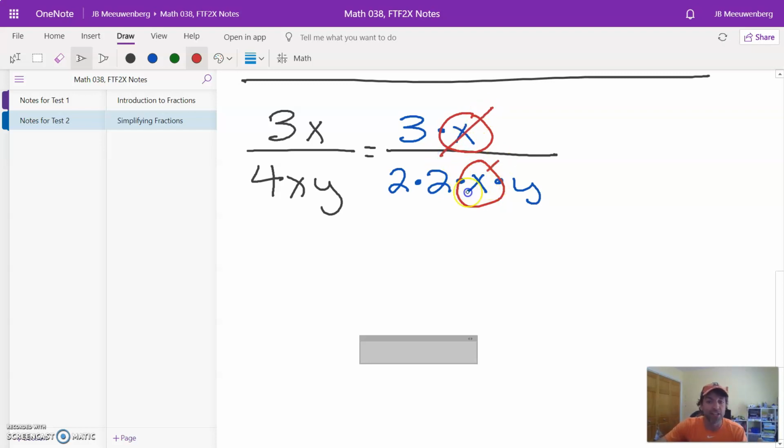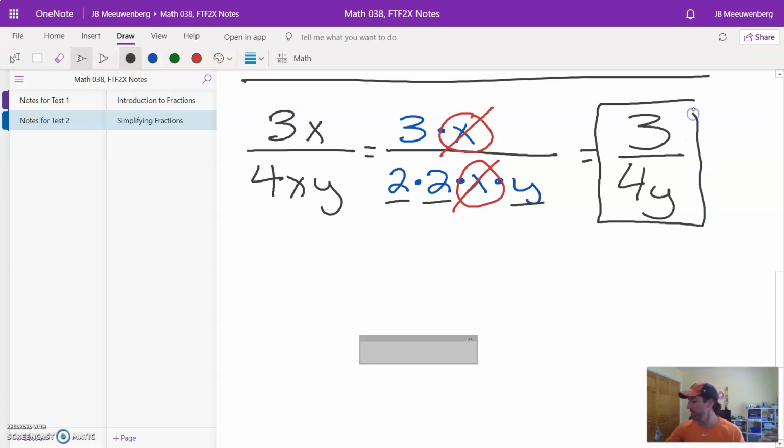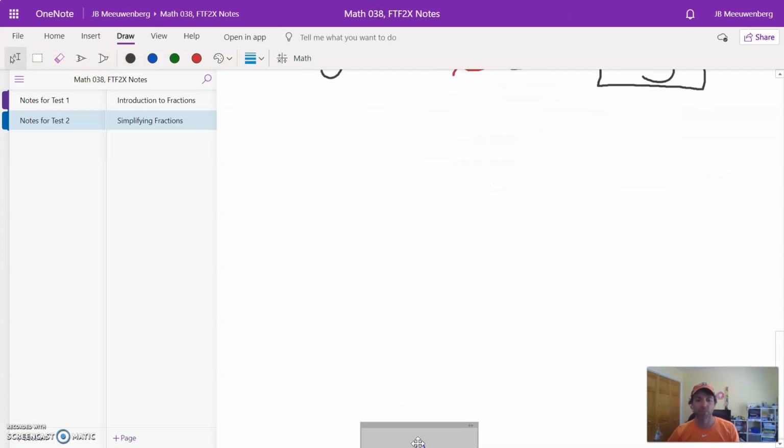So we just cancel those x's, one on top, one on bottom. And we put together everything that was left. There's a 3 on top, and 2 times y on the bottom. 3 over 4y. That is our simplified fraction. And then we've got one more. Let's do one more.